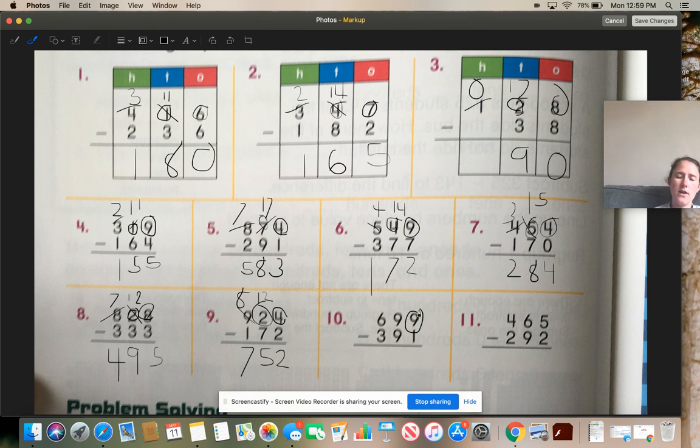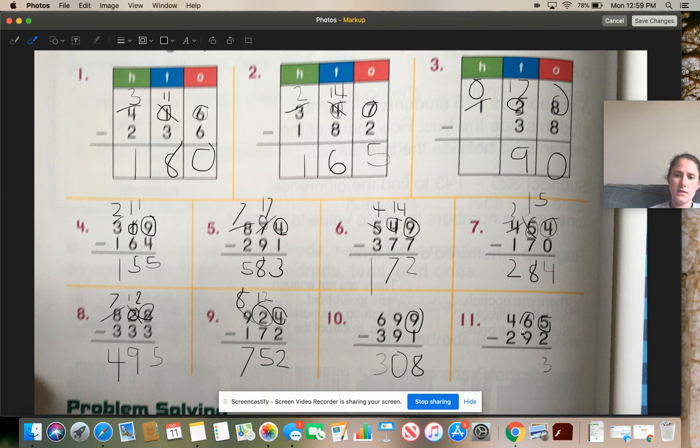2 more, guys. 9 minus 1. Can I take away 1 from 9? Yes, I can. Ooh, 9 minus 9. If I have 9 pieces of candy, can I take away 9 from that? Of course, I have 0. 6 minus 3 equals 3. 5 minus 2 equals 3.